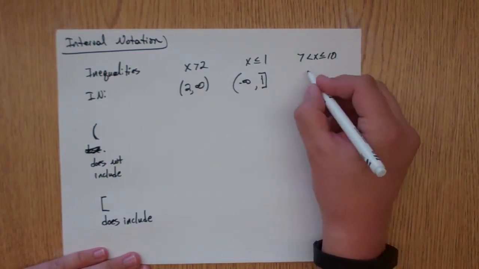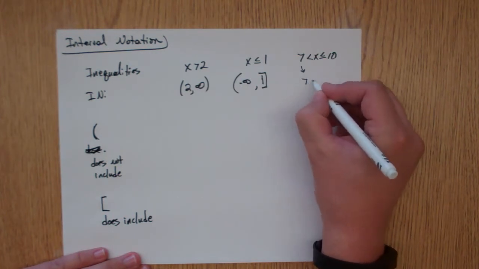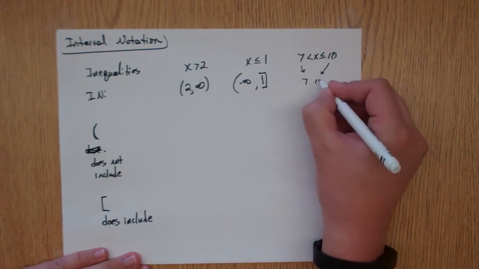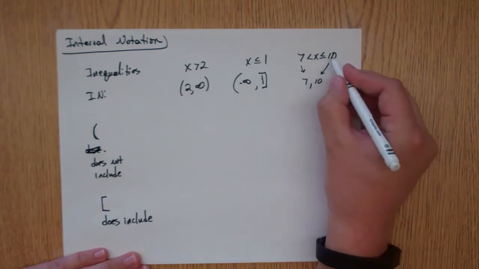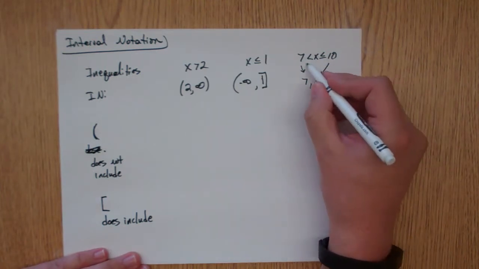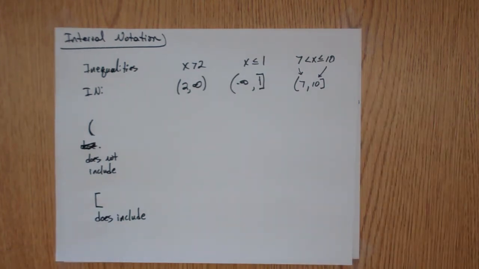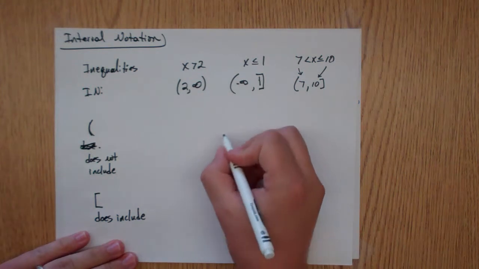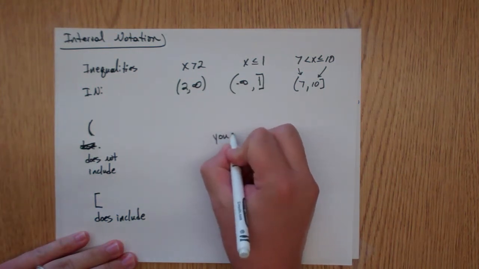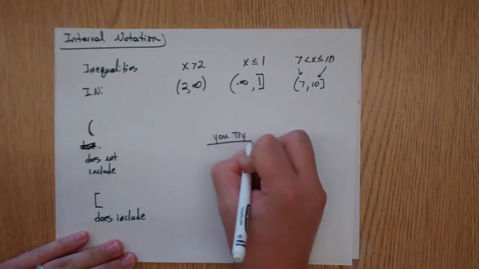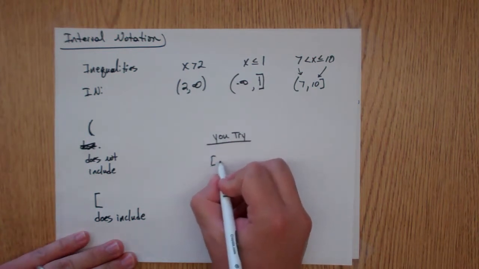And then here, 7 to 10, bring down the 7, bring down the 10, put a comma between them. It includes the 10, bracket, there's no equal sign, it does not include the 7, parenthesis. All right? So, that's it for interval notation as well. Let's see if you can get a few of them right now. So I want you to try this. Write this in your notes and actually do them.